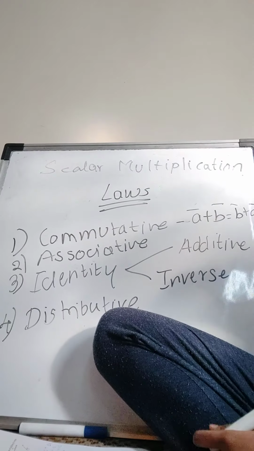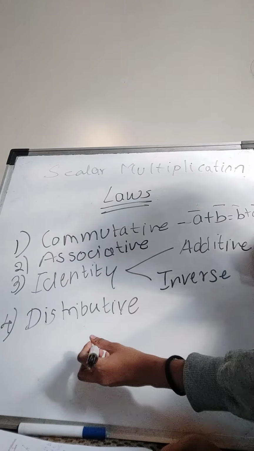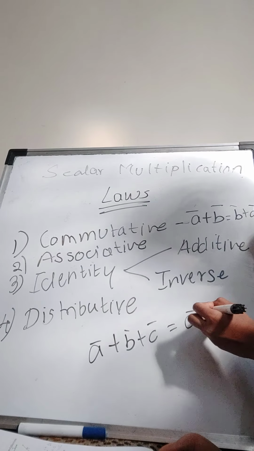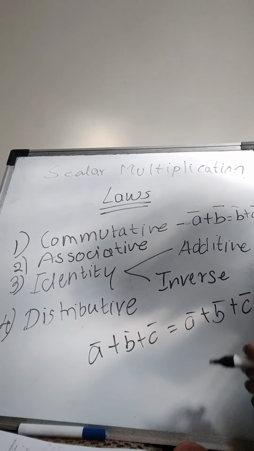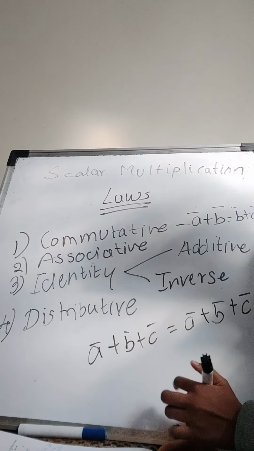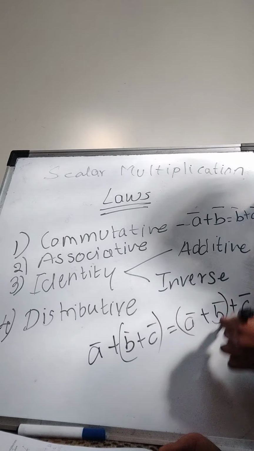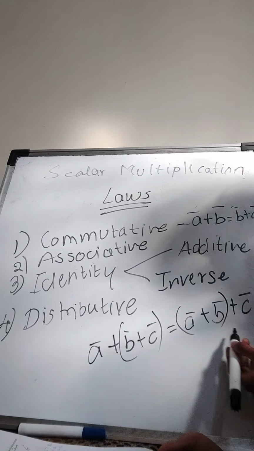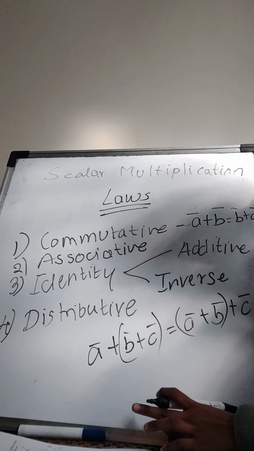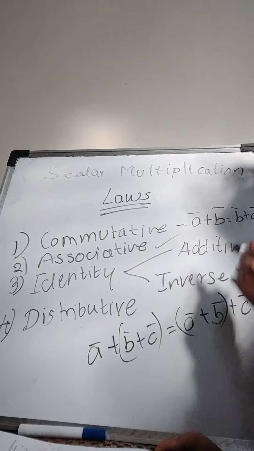What is associative law? How I remember associative law is: write a bar plus b bar plus c bar, write equal to, again write the same, and give brackets to any two of the three. So if I give the bracket on this side, or I give the bracket on this side, both answers will give us the same result. Okay? Now this was your associative law.